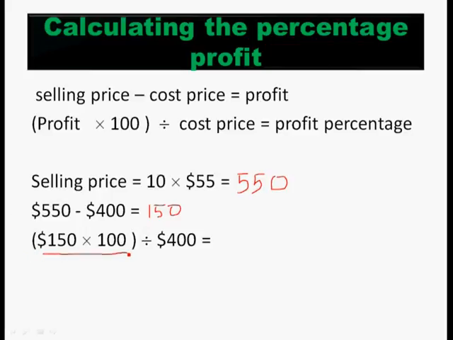I'm not going to work that one out for you. You have a calculator, you try it. Now, what answer do you get? Divide it now by $400. How much do you get for your answer? 37.5%. That is the profit percentage. You know what to do now? Good. Let's continue.